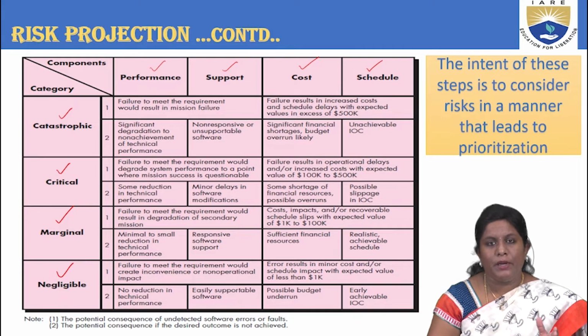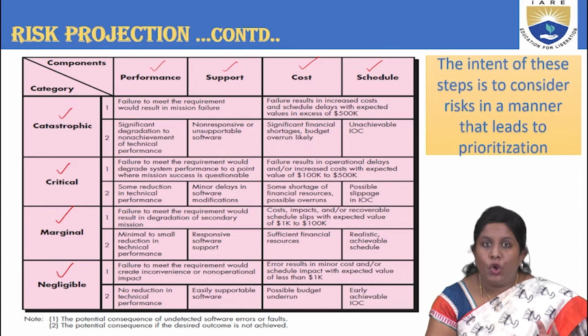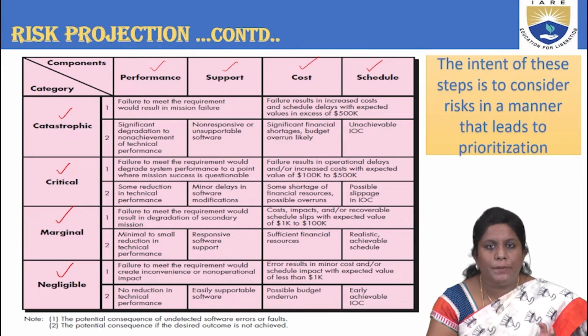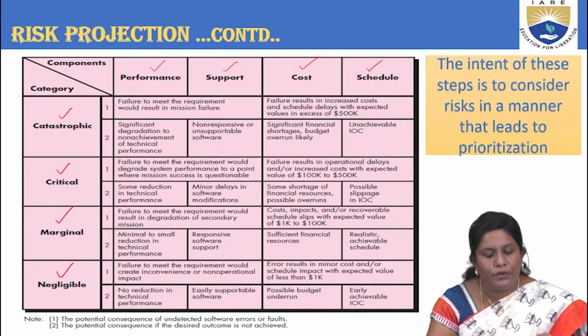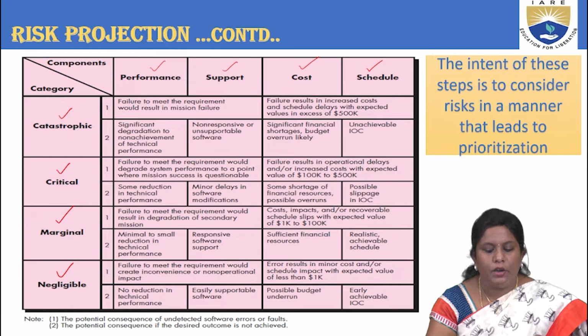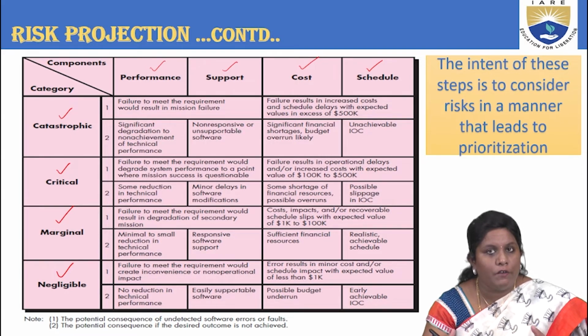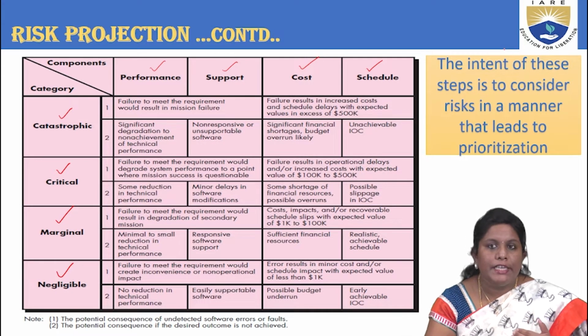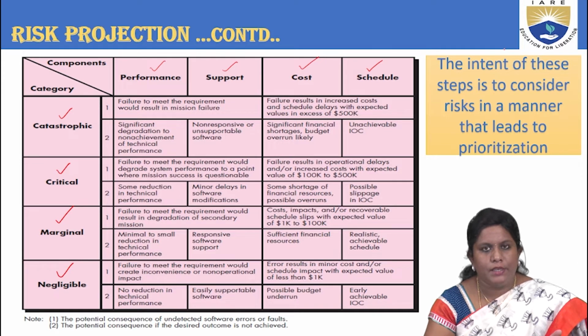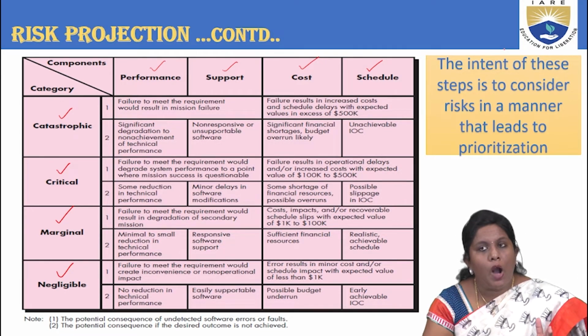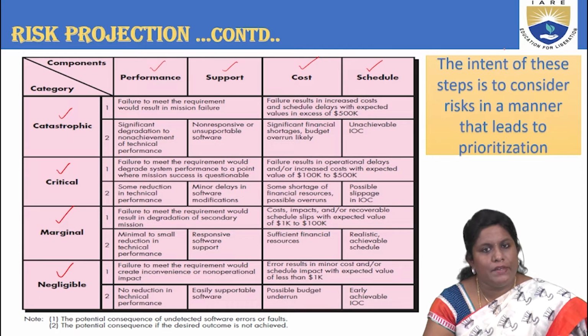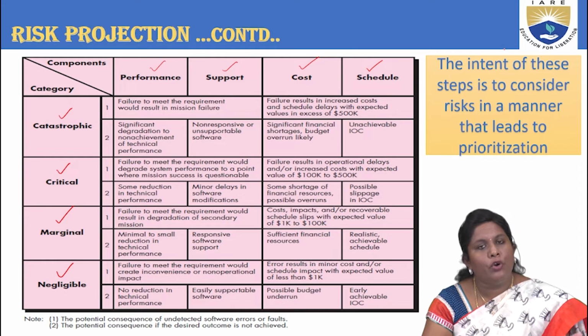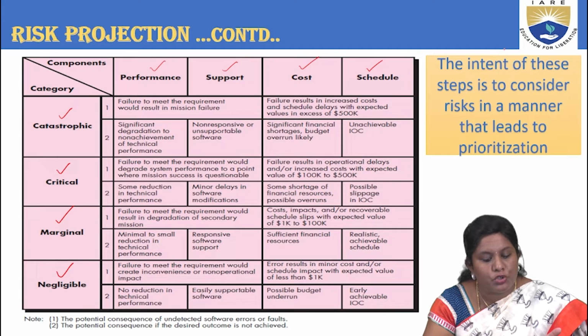So catastrophic is nothing but whenever you are talking about some risk, if those risks are creating damage to the particular product, then you put them under the category of catastrophic. And then you will check for four of the components: what is its performance, how much does it support, what is the cost related to it, and what is the schedule related to that particular risk. So this table is trying to depict how much prioritization we need to give to the risks that exist, whether they stand on a higher priority or a lower priority. So let us check one by one what happens if your risks are catastrophic.